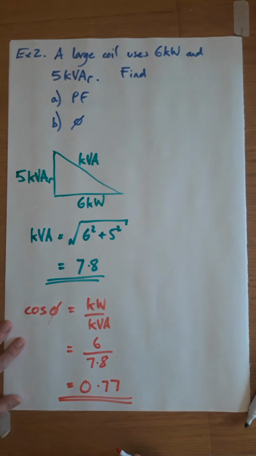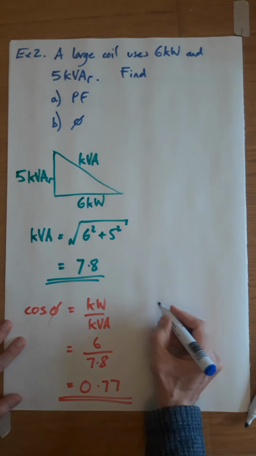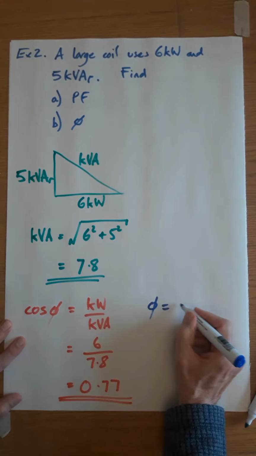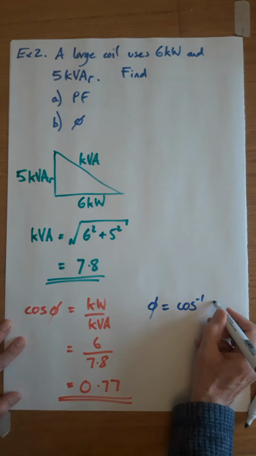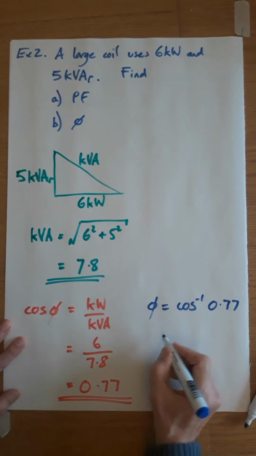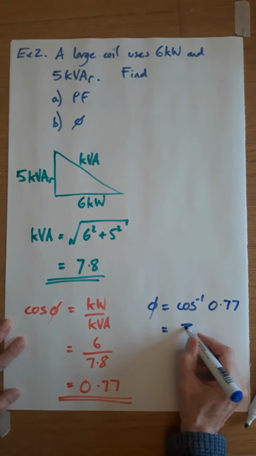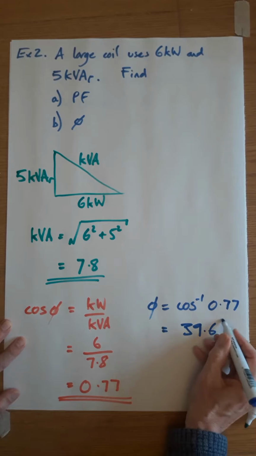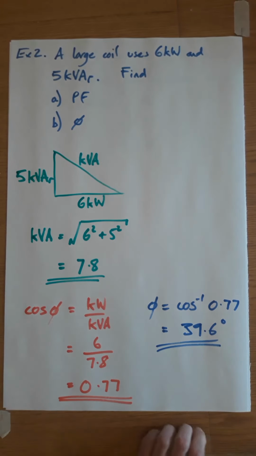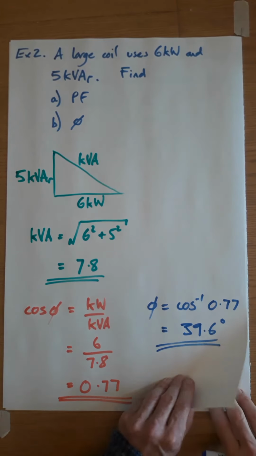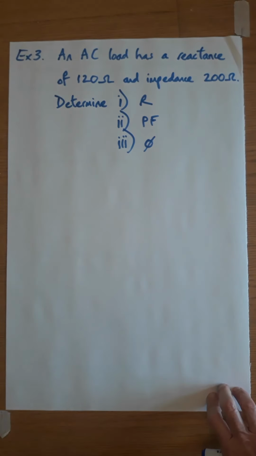Final bit, find the phase angle. So phi equals cos to the minus 1, this number. And that comes to 39.6 degrees. Okay, if I'm going too quickly for you at the moment, you're watching this on the video, you can pause, rewind, do whatever you need, just keep going back over it.